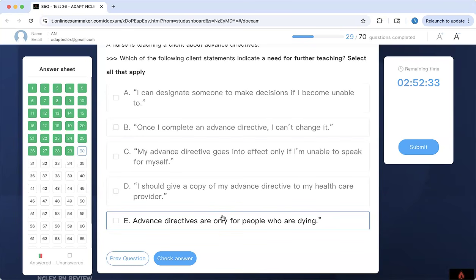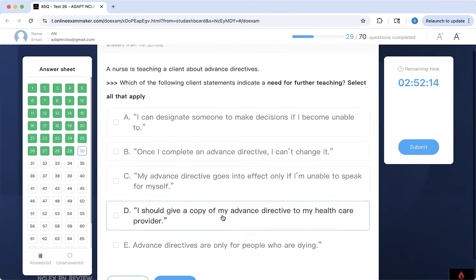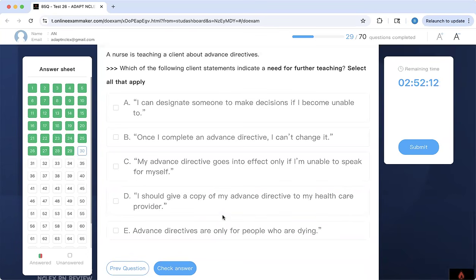Once I complete an advanced directive, I can't change it. My advanced directive goes into effect only if I'm unable to speak for myself. I should give a copy of my advanced directive to my healthcare provider. Advanced directives are only for people who are dying. Is that true? Pick your answer. Let me know. Like I said, the next 10 questions will test your strength and your readiness.